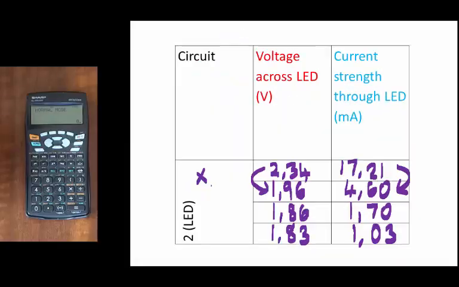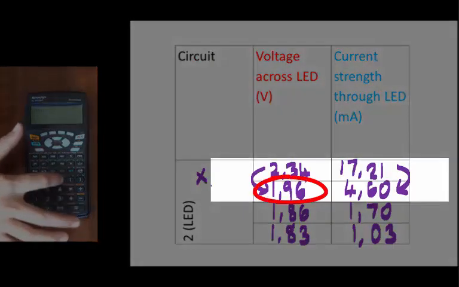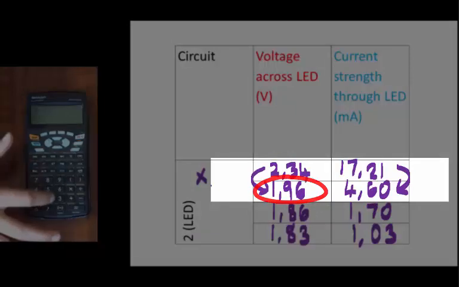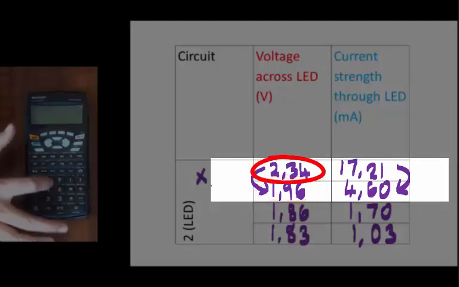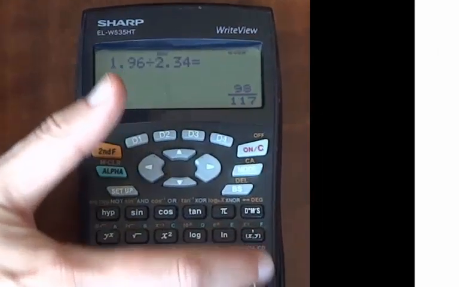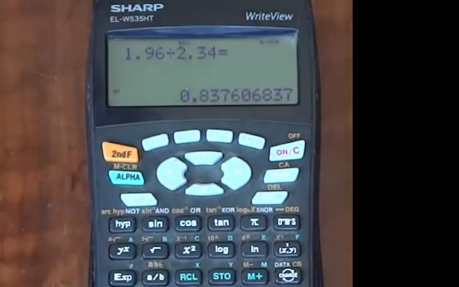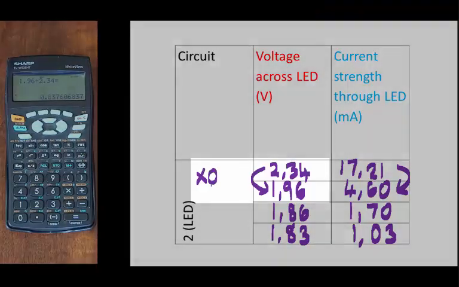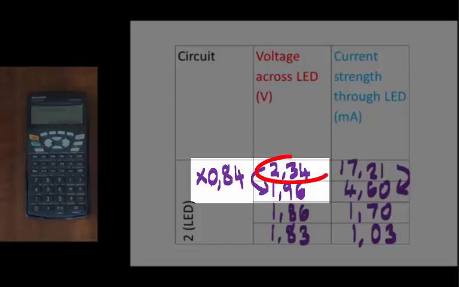How do we find that out? We simply go 1.96 divided by 2.34, and that gives us 0,834, let's say. In other words, if you say 2,34, you can try this out, multiplied by 0,84, your answer will be 1,96. So we could say we increased the voltage so many times, which is a decrease, by the way, because this value is less than 1.